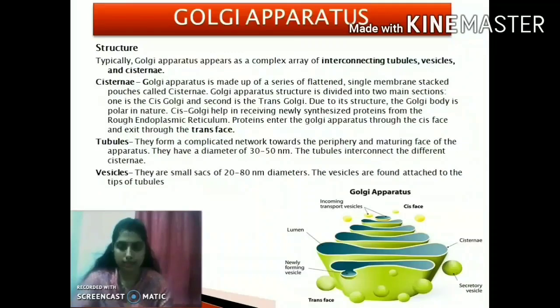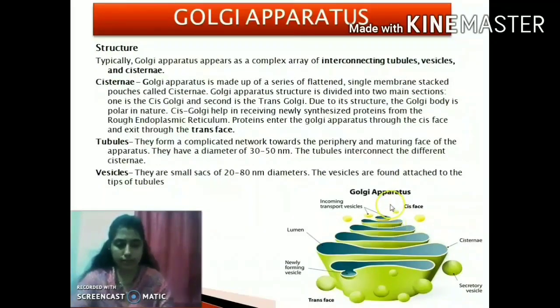The first one is cisternae, the second one is tubules, and the third one is vesicles. So what is cisternae? Cisternae are the flat plate-like structures, which are arranged in a parallel fashion in the Golgi apparatus, and the space within each of the cisternae is termed as the lumen. Next, the entire Golgi apparatus can be divided into two phases. One is the cis phase or forming phase, and the other one is the trans phase or maturing phase.